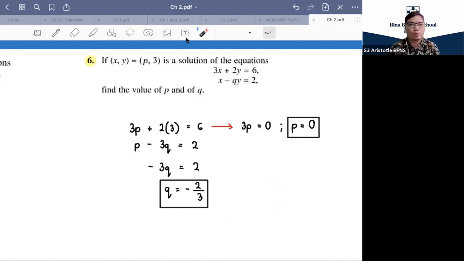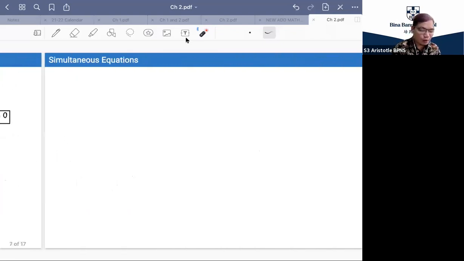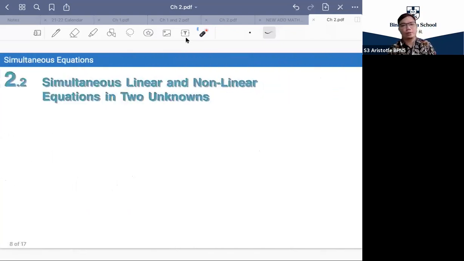All right, no question, class, for number 6? Okay, then. So that's it for our short revision with simultaneous equations. It's the basic stuff, class. Now let's go to the actual topic for this chapter, which is simultaneous equations with linear and non-linear equations.